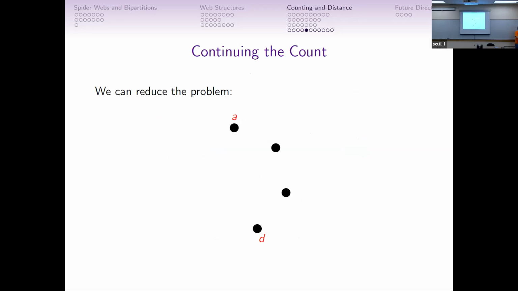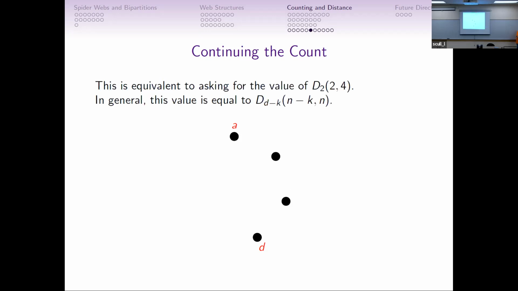We can reduce the problem. We found a smaller version of the problem in the problem. And we can use the smaller version to solve the problem. And so that's really cool, because look, we just have these 4 vertices we're worried about, and we're just worried about mapping 2 letters onto them so that we get the correct distance. This is the same as asking for d sub 2 of 2, 4. In general, it's going to be the same as asking for d sub d minus k of n minus k, m. It's recursive. We're using a smaller version of our problem.